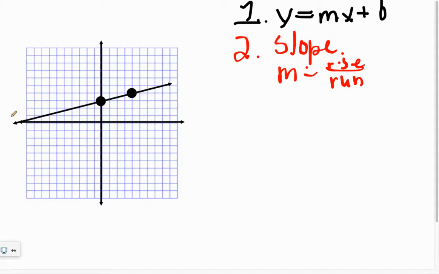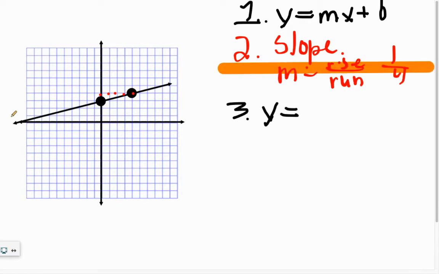Otherwise, here we go. Since I have a graph, we'll count. It tells me I rise 1, and count carefully. Don't count where you started. 1, 2, 3, 4. You ran 4. Now, step 3, you plug it on in. Back to the equation. Y equals, we just found what m was up here, so plug it on in.